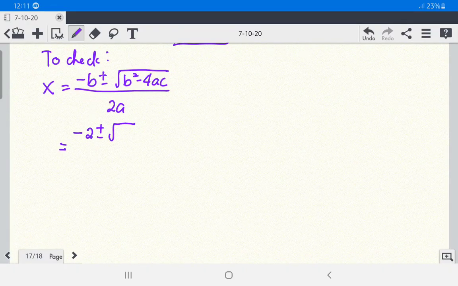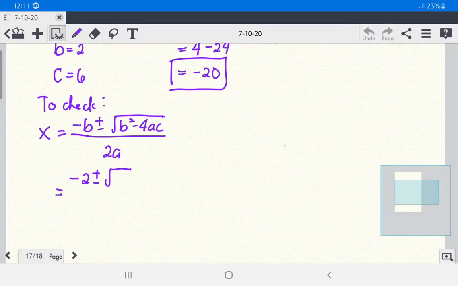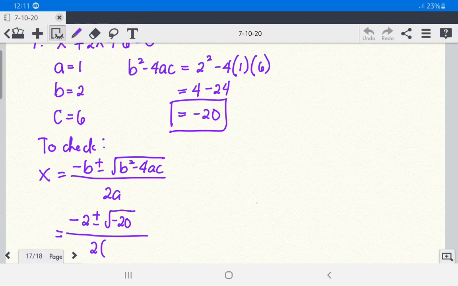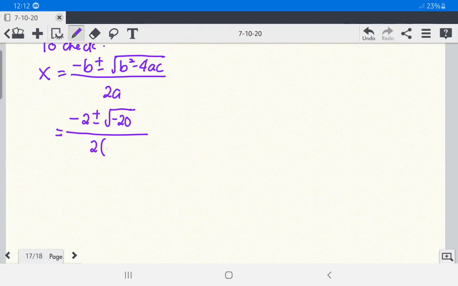Then, plus or minus the square root of our discriminant, which is negative 20, right? So let us write it here inside the radical. Negative 20 over 2 times the value of a, which is 1. Okay. Then we have negative 2 plus or minus the square root of, notice that the radicand is negative 20. So if we're going to factor it, we have 20 times negative 1 over 2 times 1, we have 2.